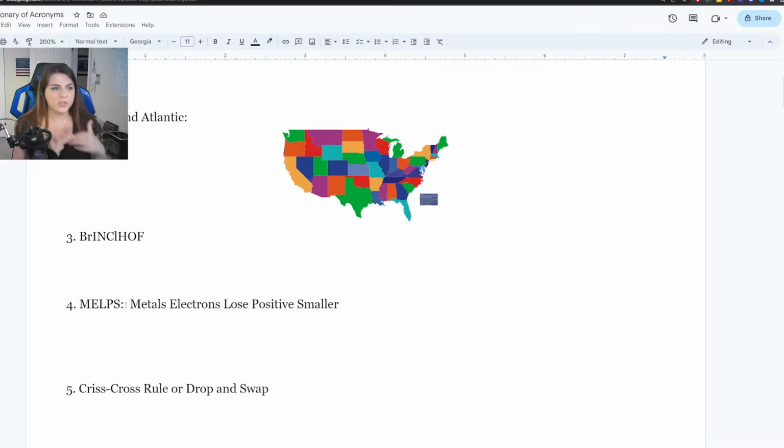And then nonmetals are the opposite. Nonmetals are going to gain electrons. They are going to become negative, and they are going to be a little bit bigger when they become ions.